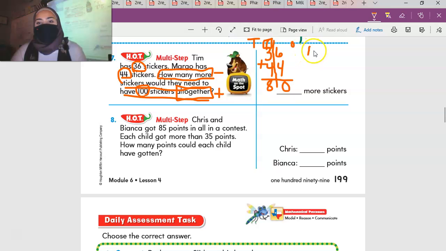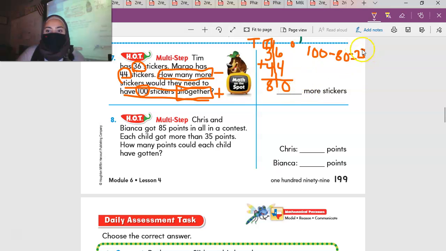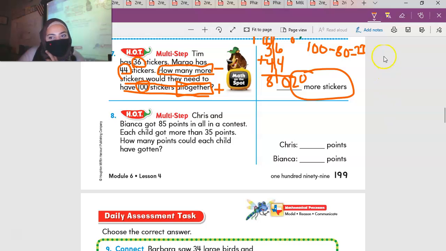Now, if they want 100, what's 100 take away 80? Think. Well, 80 plus what is 100? 80 plus 10 is 90, and 90 plus 10 is 100. So 80 plus 20 must be 100. So how many more stickers did they need? 20. So 20 more stickers. You write 20 and then circle the answer. Okay? Get it?